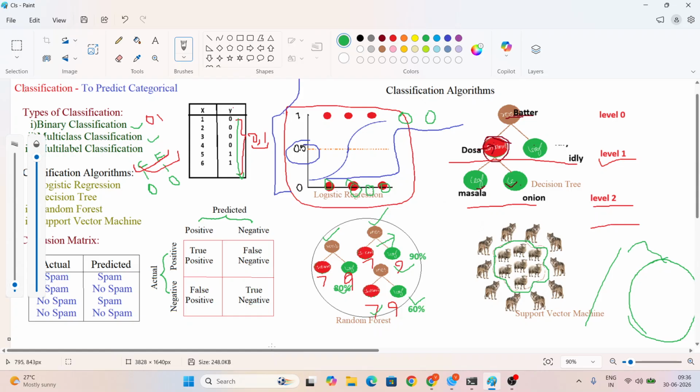And the last one is the confusion matrix, guys. Just assume here, you're getting a spam mail. Actually it's a spam, and our machine learning also predicted it as spam. And in another case, your mail is a spam, but it predicted no spam. And here it's really non-spam, but your machine predicted it as spam, right?